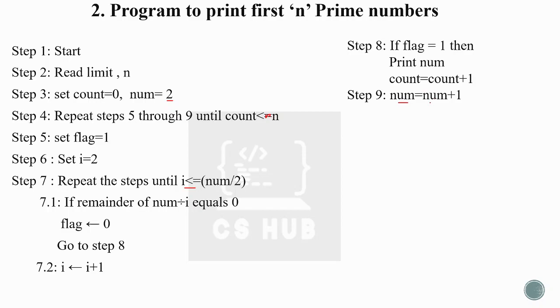Okay, and every time num got incremented, we just check whether our count reached our limit. So step 10 is stop. The concept is very simple. All that we need to do is just put this many steps, which we already discussed in our previous example, inside a loop, which means set a count, and until the count reaches our limit, we need to do all these things. Hope the concept is clear.